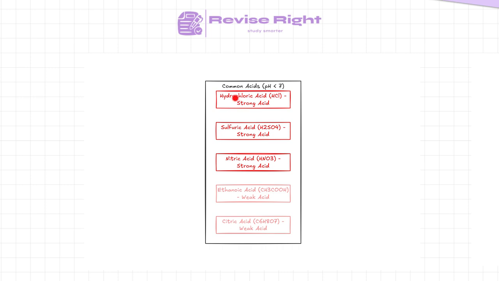What you need to know for each of these acids is how to recognize them on an exam paper. And by that, I mean, if you see HCl or if you see H2SO4, you need to know that HCl is hydrochloric acid. You need to know that sulfuric acid is H2SO4.